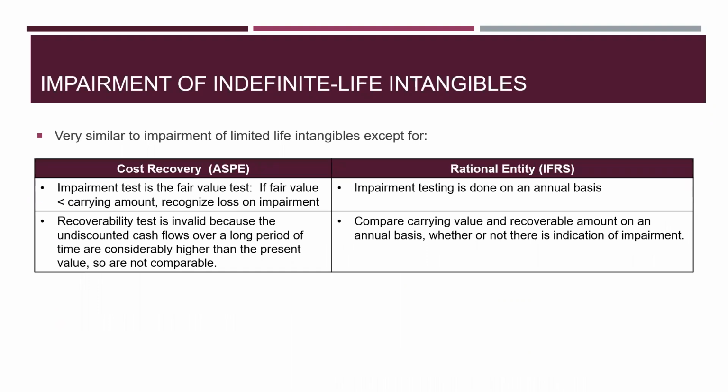Now, what happens with the impairment on indefinite life intangible assets? Now, this is very similar to your impairment of limited life intangible assets, except for the fact that under the recovery model, your impairment test is the fair value test. So if your fair value is lower than the carrying amount, that indicates loss on impairment, or the impairment loss on the asset. Okay, in the earlier slide, we were looking at the undiscounted future cash flow. Here we are looking at fair value. So that is the only difference between the finite and indefinite life intangible assets.